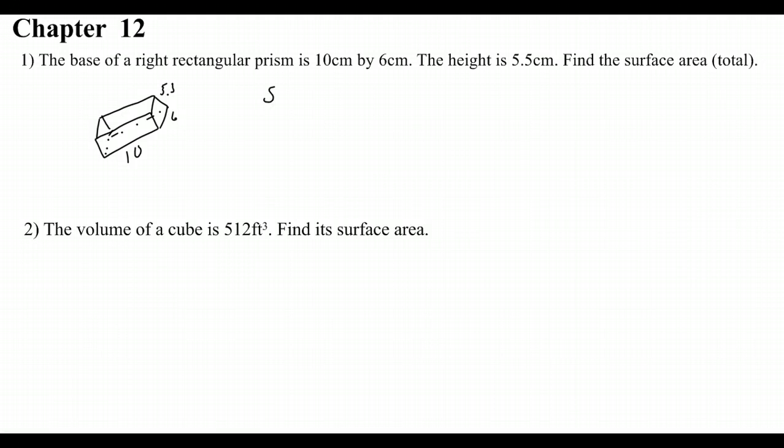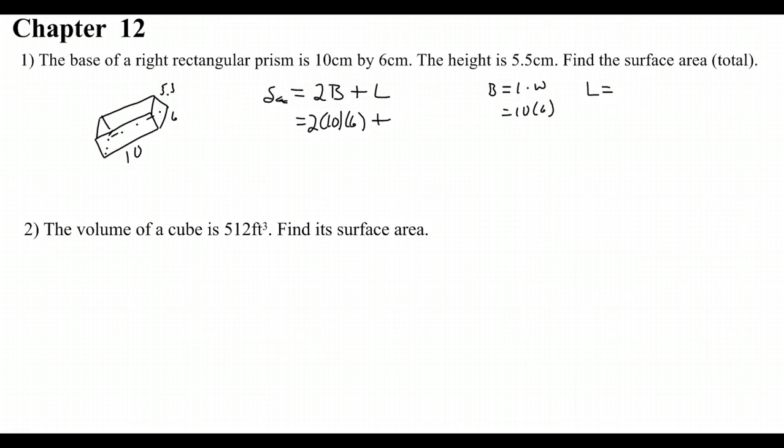Now, for surface area of a right rectangular prism, I need twice the area of the base, because there's a top and bottom, plus the lateral area. Now, the area of the base in this case is just simply length times width. So that's going to be 10 times 6. So what I have is twice 10 times 6.